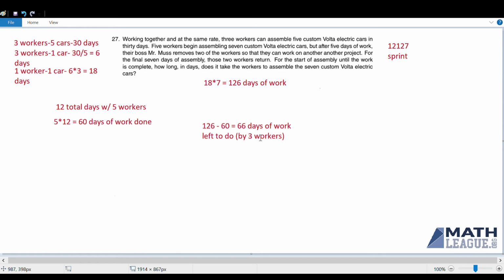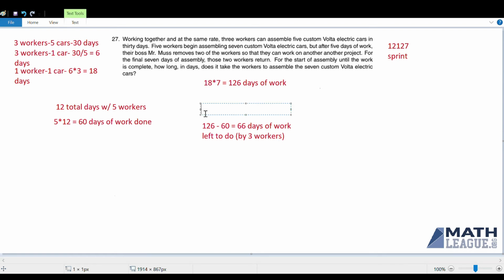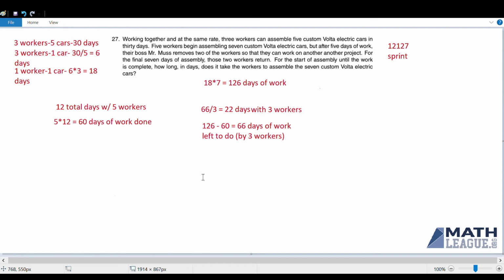There are 66 total days of work done by them, and each employee does 1 day of work by themselves. So these 66 days of work are done in 66 divided by 3, or 22 days. Let's just add on to that that it was with 3 workers. So there are 12 total days done with 5 workers, and there are 22 days done with 3 workers.